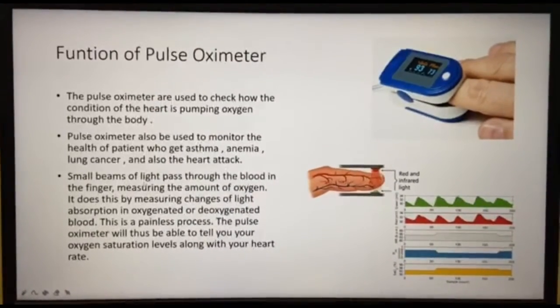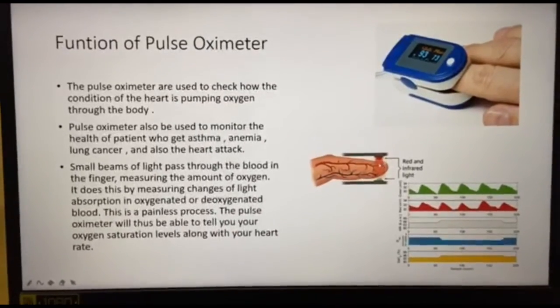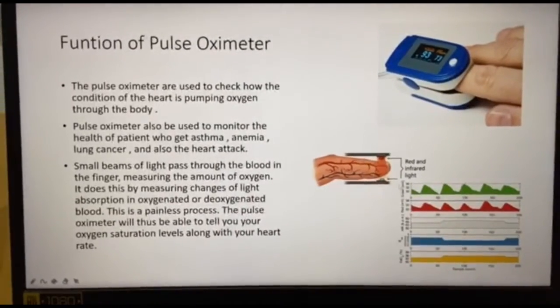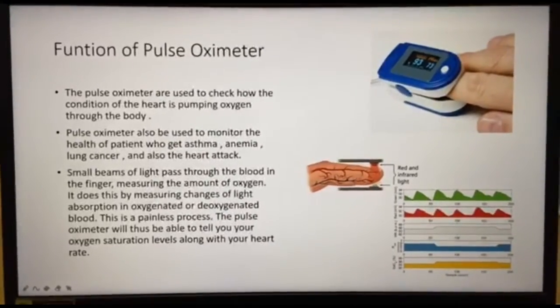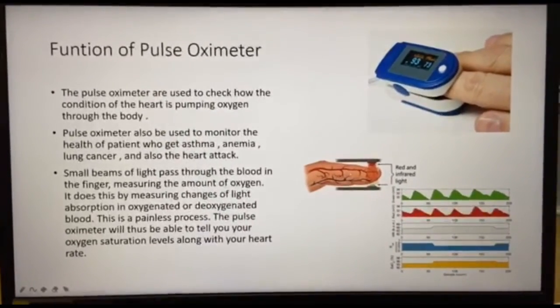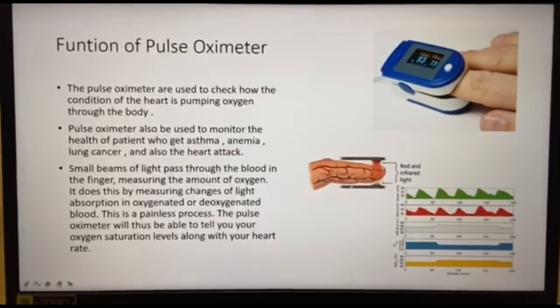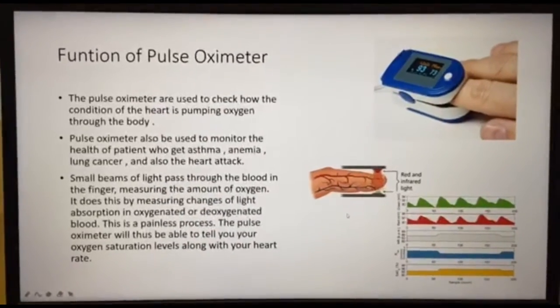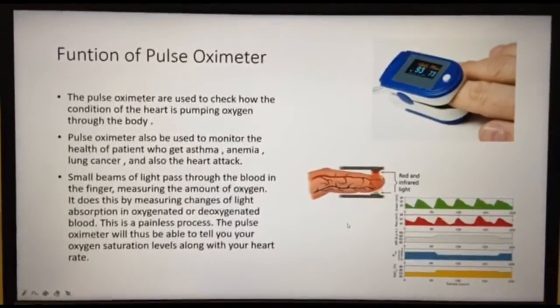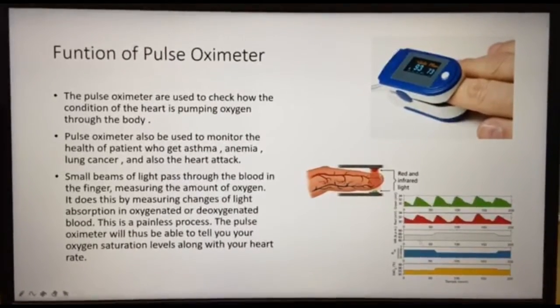A small beam of light through the blood in the finger measures the amount of oxygen. It does this by measuring the change of light absorption in the oxygenated and deoxygenated blood. This is a painless process. The pulse oximeter will thus be able to tell your oxygen saturation level along with your heart rate.